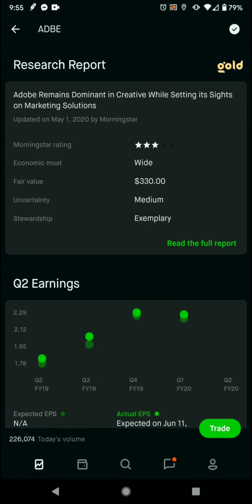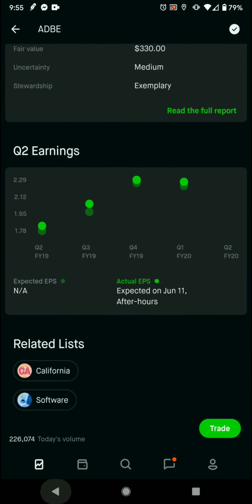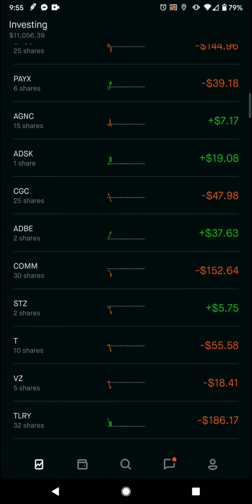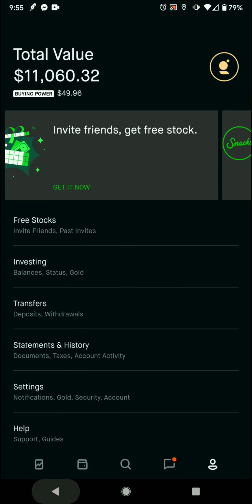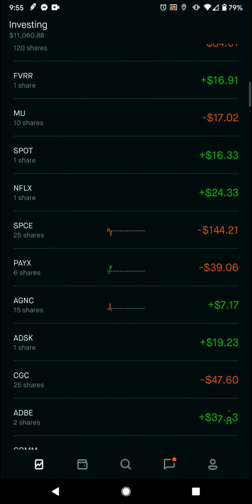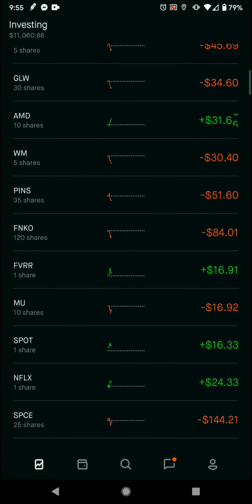Always check out the research report and earnings and any articles you may see on the companies while you're investing. These can be helpful tools to help determine and make your decision and see if you want to buy or sell.